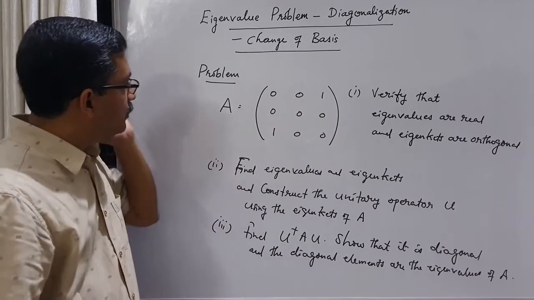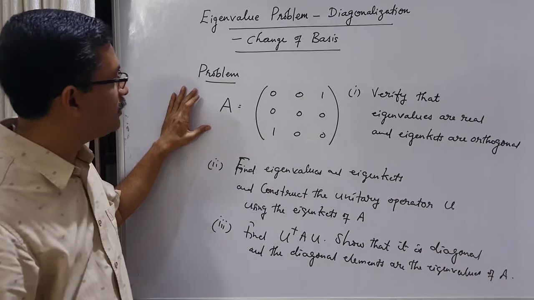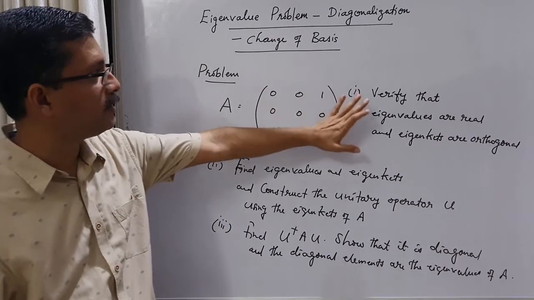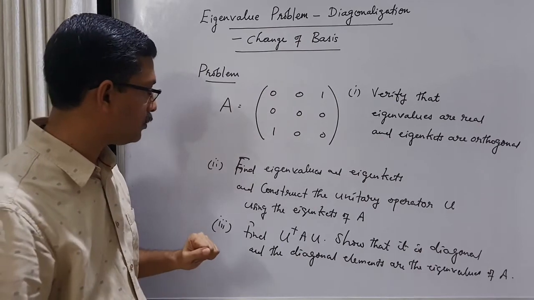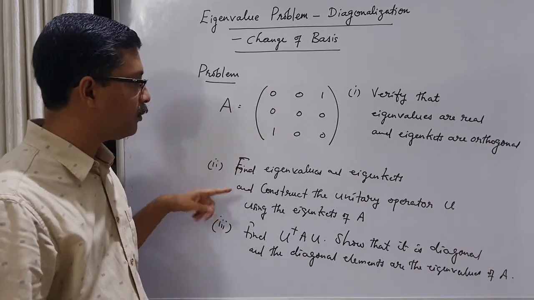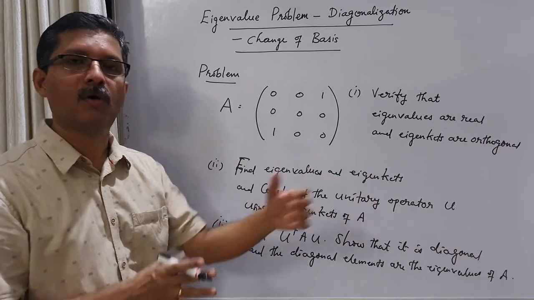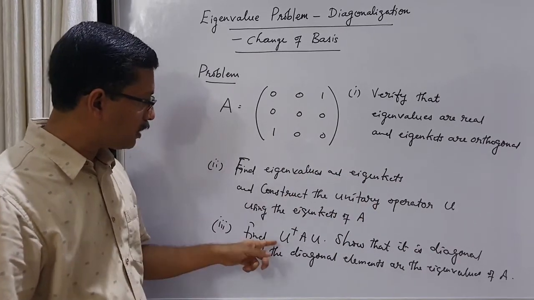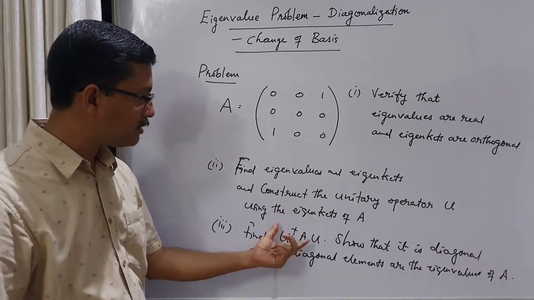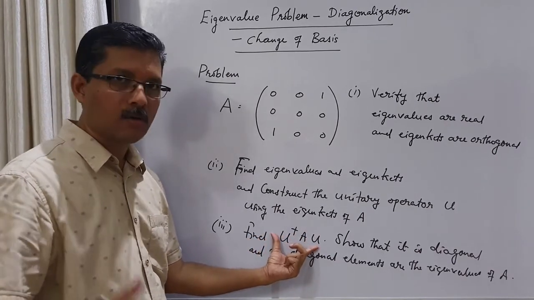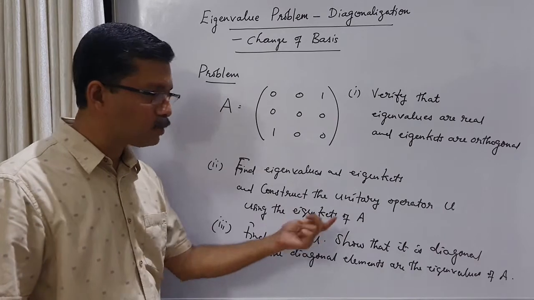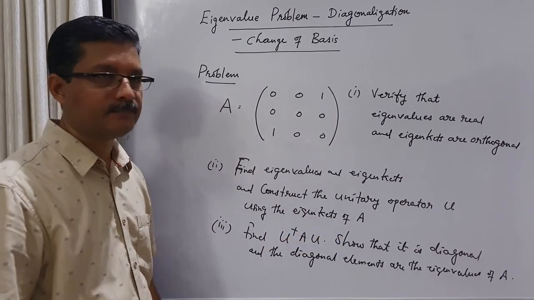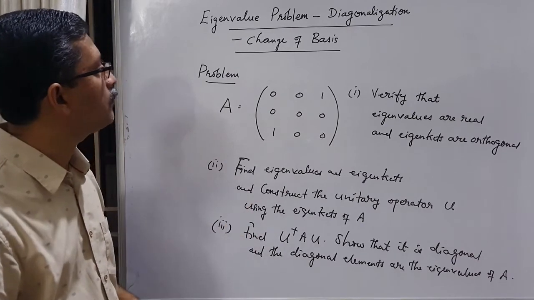So first we find the eigenvalues and eigenkets of this Hermitian operator. We can verify that eigenvalues are real and eigenkets are orthogonal. Then you construct the unitary operator using the eigenkets of A. Each column corresponds to each eigenket. And then you construct this U dagger A U, and this new matrix U dagger A U, let's call it A prime, that should be diagonal, and diagonal elements are the eigenvalues of A. You can do this problem as a homework.